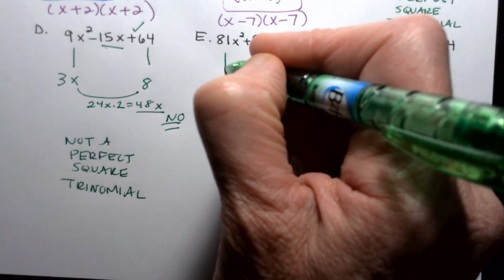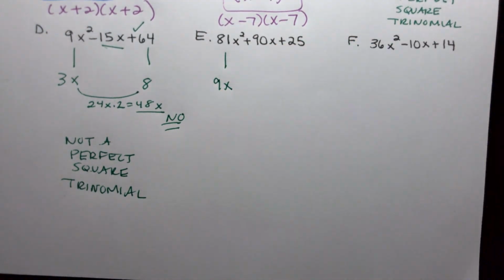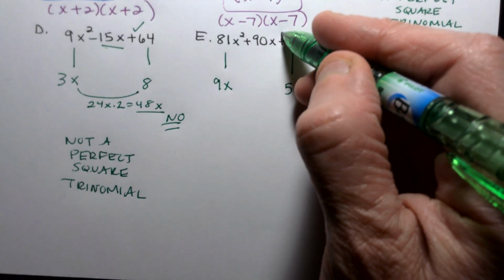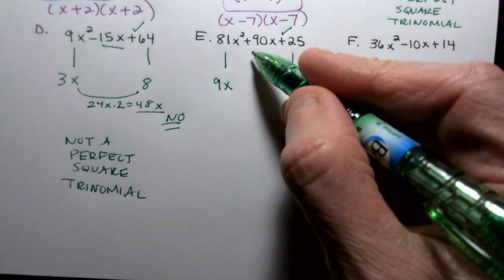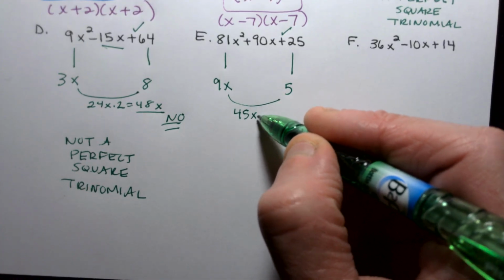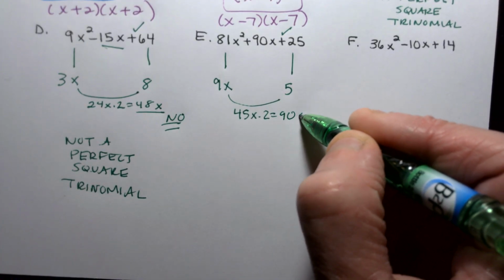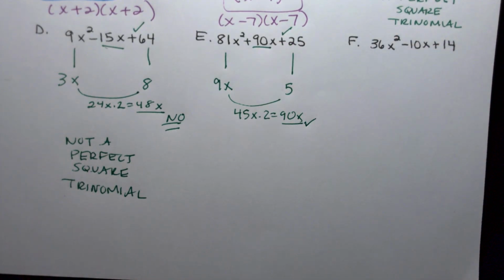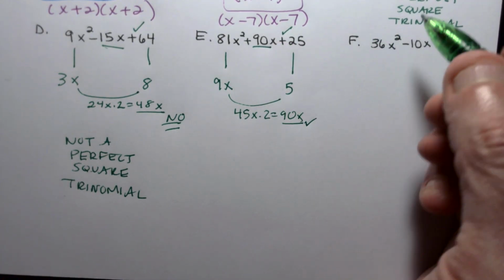Next, perfect square? Yes, 9x. Perfect square? Yep, 5. Plus, check. Now, we do our smiley, 45x times 2 equals 90x. Yes, it matches. Check. Now we just need to factor it.